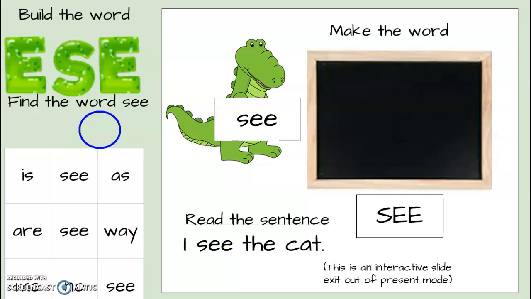Now another word that begins with the letter S is the word see. See is our sight word today. Sight words are words that are going to help you read better. The word see is written like this. S-E-E. See.